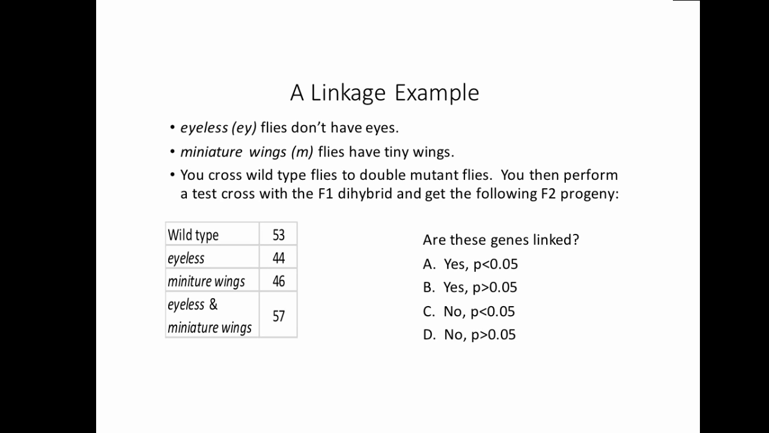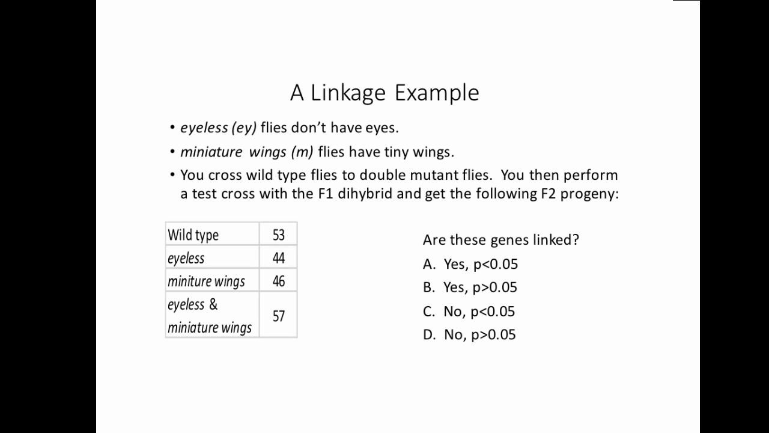So let's apply this now to an example of linkage between two genes. And so we're looking at two genes, and I'm giving you one as eyeless, where eyeless flies don't have eyes, and miniature wings, where miniature flies that are homozygous recessive for this allele have tiny wings or miniature wings. And I'm telling you that you cross wild-type flies to a double mutant fly for eyeless and miniature, then perform a test cross with the F1 dihybrid you would generate from that cross and get the following F2 progeny.